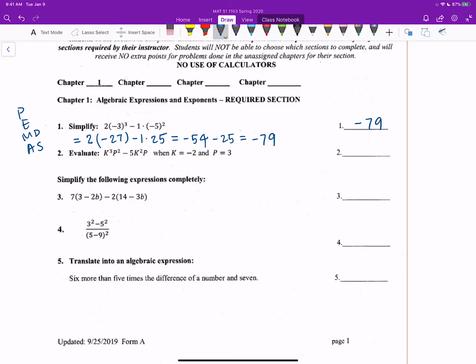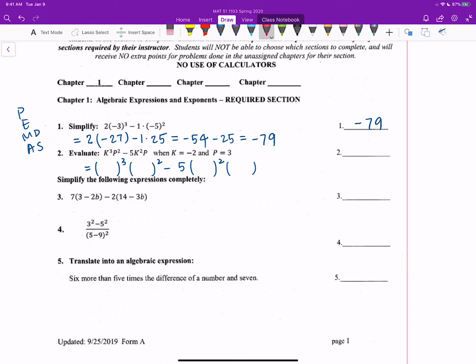Number 2. Evaluate this expression when k is negative 2 and p is 3. We only have 2 variables. I highly recommend that whenever you evaluate, rewrite the expression, replace the variable with a pair of grouping symbols, so it's easy for you to insert later. First, we have k, so I'm going to leave a space, put a pair of grouping symbols, and cubed, followed by p squared minus 5k squared and p. So notice that for the variable part, I just put a pair of grouping symbols. And then we're going to insert.